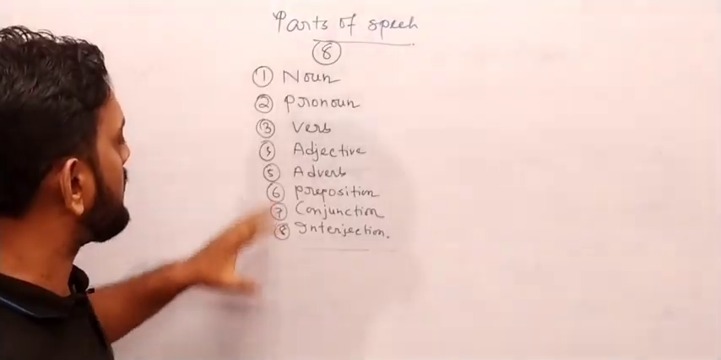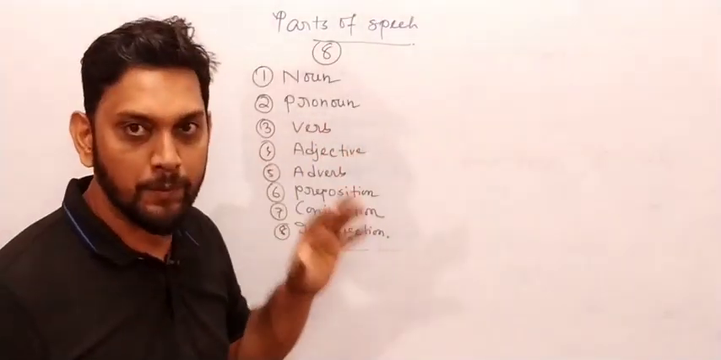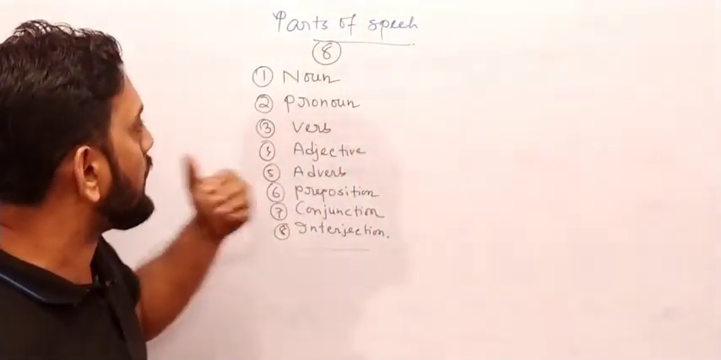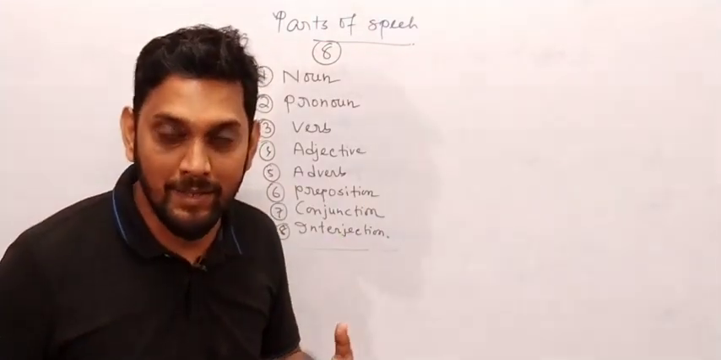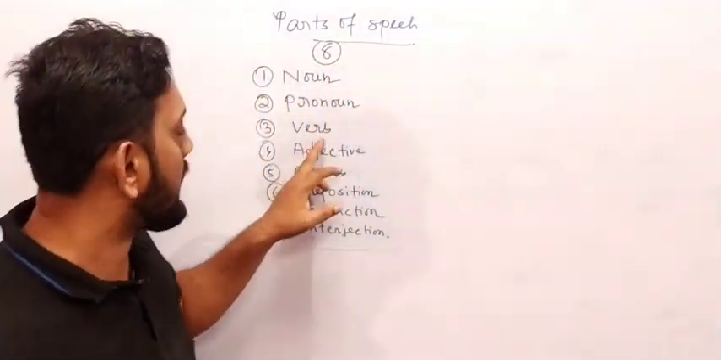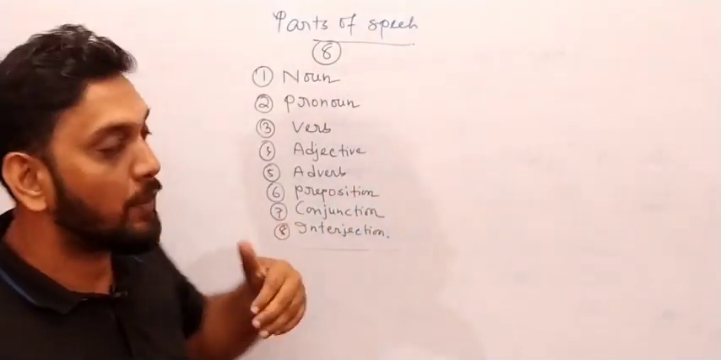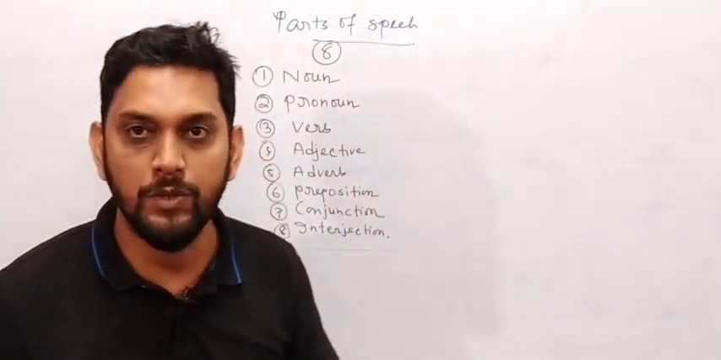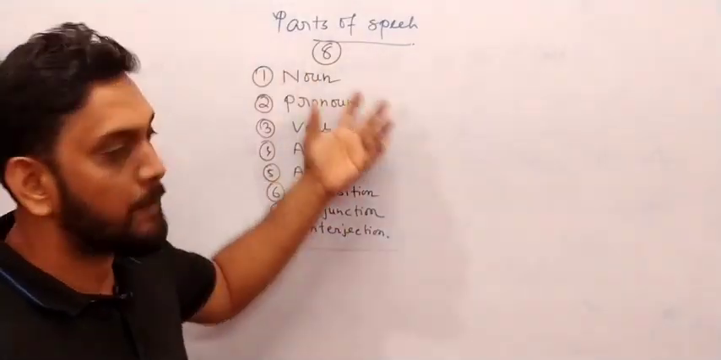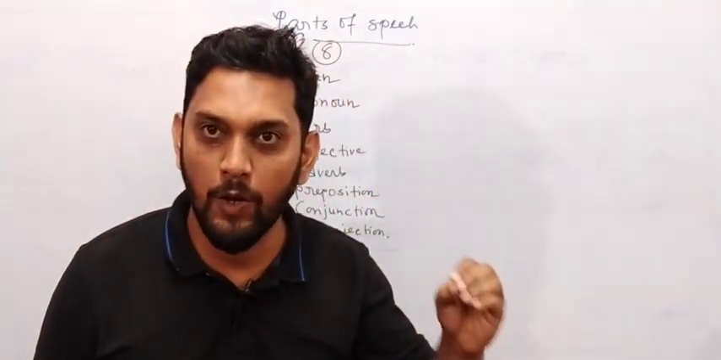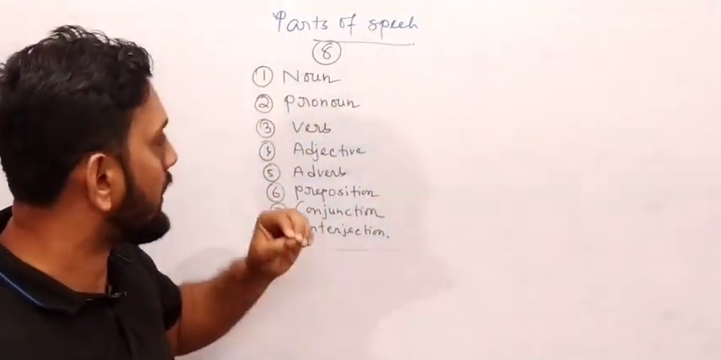So my friend, before starting noun, pronoun, verb, how can you identify a noun in a sentence? How can you identify a pronoun in a sentence? How can you identify verb, adjective, adverb, preposition, conjunction, all these things? First of all, we need to study the identification of parts of speech. That would be very important.